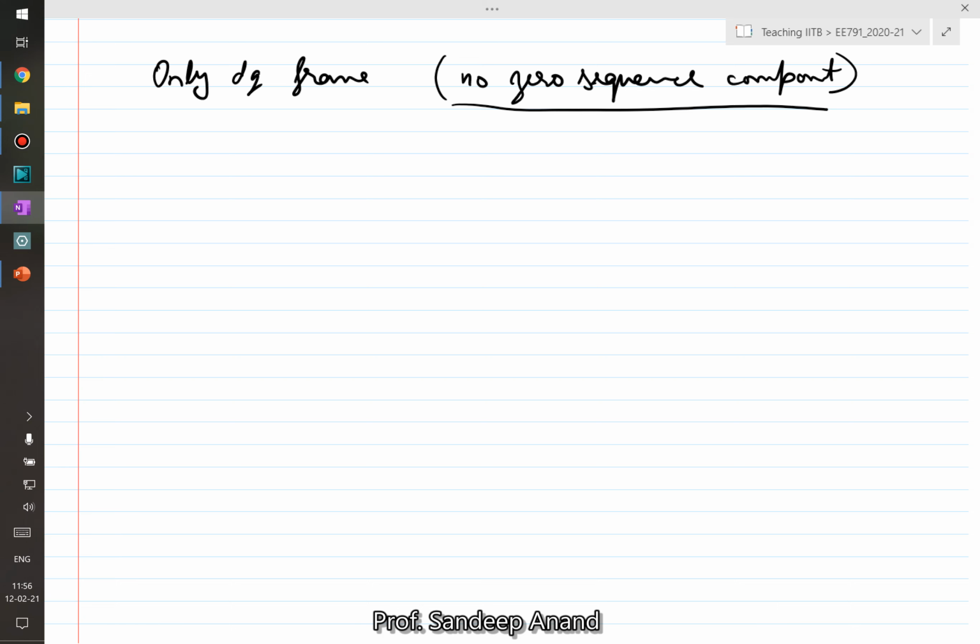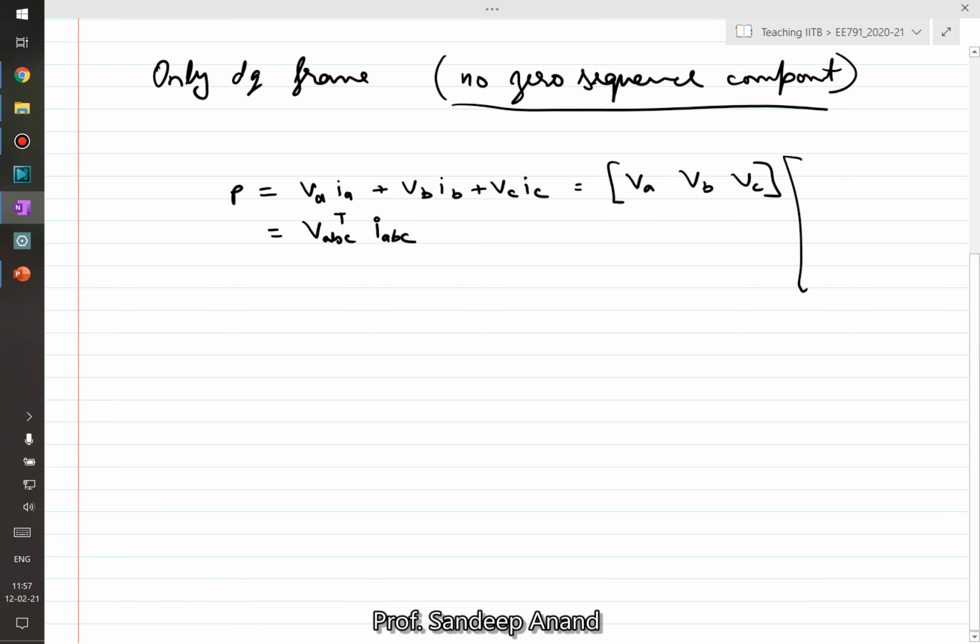Let's start with defining P, right? The way we usually define P, the instantaneous power in a three-phase circuit, is the multiplication of VA-IA plus VB-IB plus VC-IC, right? Now if you see, this can be written as V ABC vector transpose into I ABC vector, because this can be written as VA, VB, VC and IA, IB, IC.